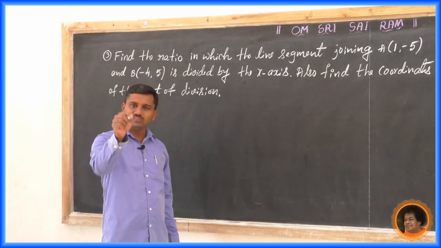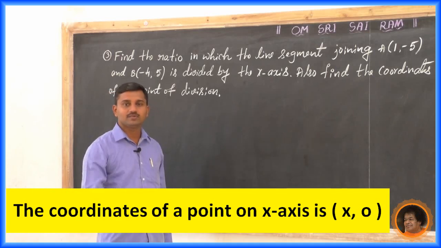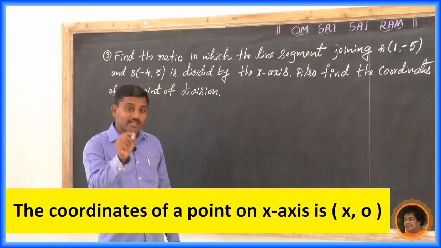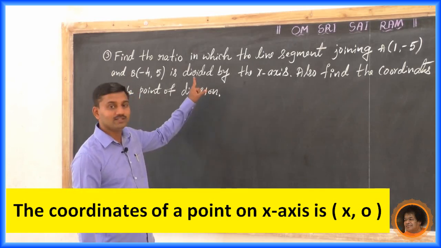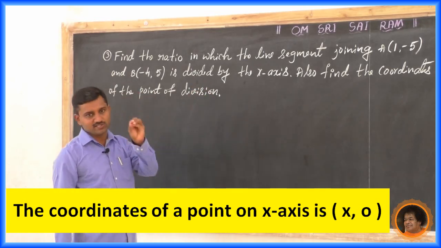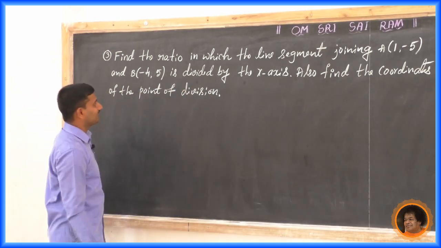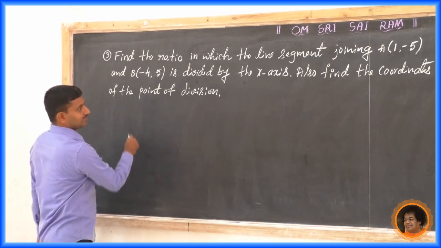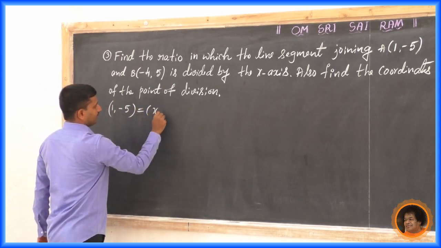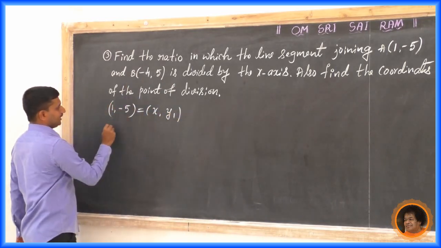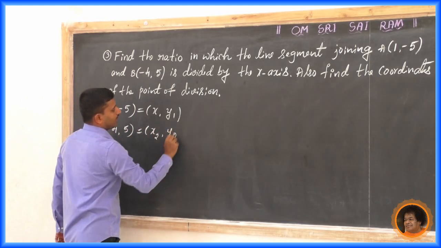Any point on the x-axis: the coordinates of any point on the x-axis are of the form x comma 0. Coordinates of any point on the y-axis are of the form 0 comma y. But here it is given on the x-axis, so it is of the form x comma 0. Now find the ratio, and also find the coordinates of the point of division. Let us consider the first coordinate point 1 comma minus 5 as x1 y1, and the second coordinate point minus 4 comma 5 as x2 y2.